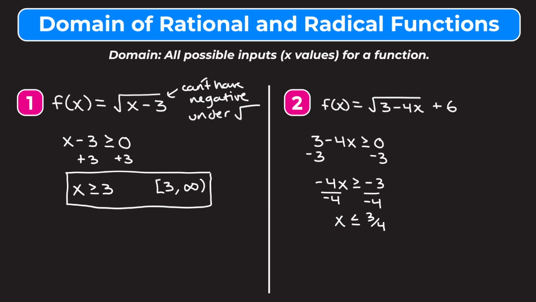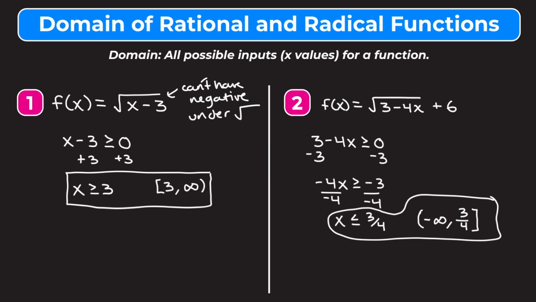And we can write this using interval notation. So this time x can go anything below 3/4. So it can go all the way down to negative infinity and all the way up to positive 3/4, including 3/4. So we put a hard bracket. So we can write our answer in one of these two ways. Let's go through some more examples.